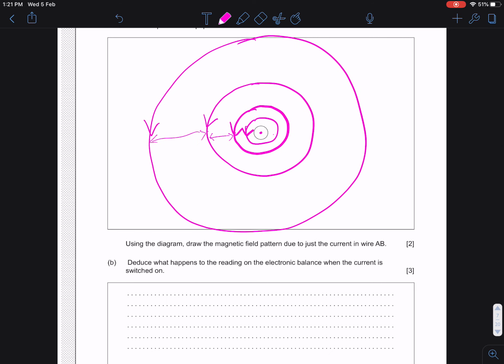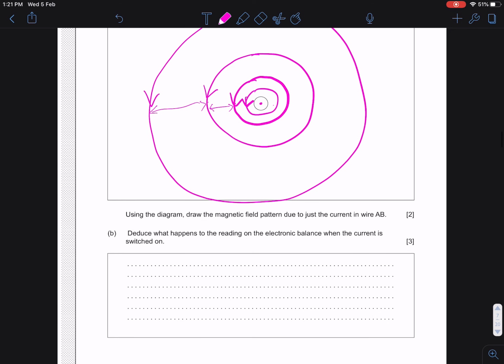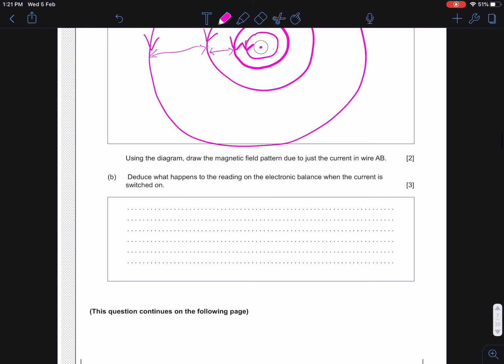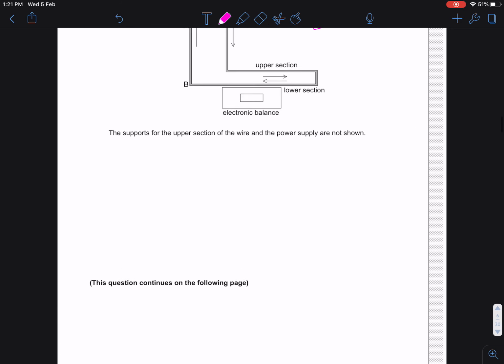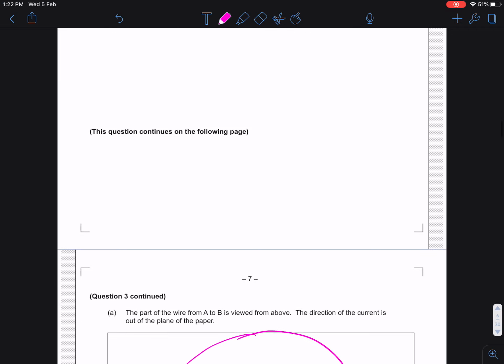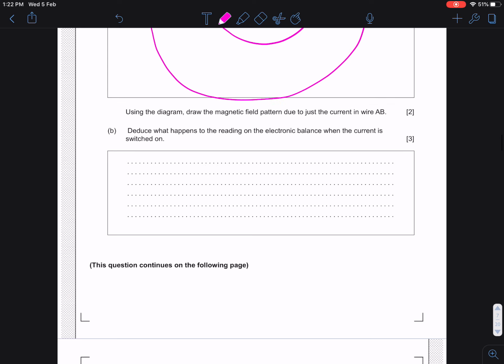Deduce what happens to the reading on the electronic balance when the current is switched on. Okay, well, if we look back at the diagram, then we can see we've got two wires, and here is the electronic balance underneath. So we want to know what's going to happen to this wire. The lower section is the wire that's on the balance, so we need to know what force that is going to experience. There's two ways to think about this. First of all, if you could try drawing the two wires.